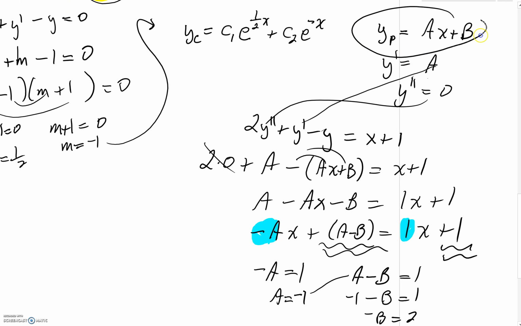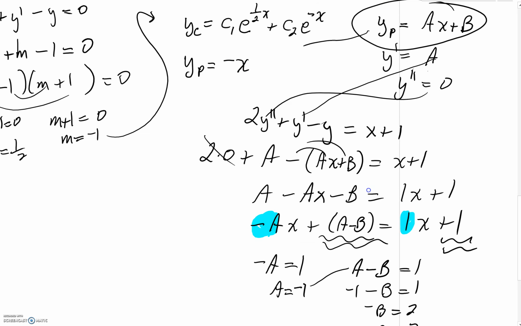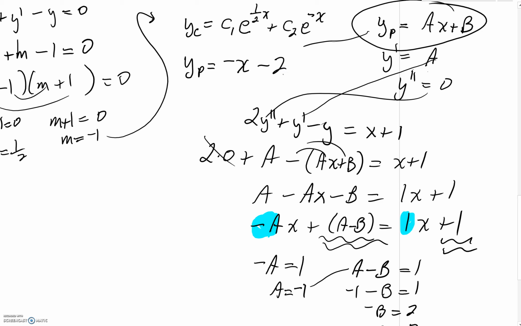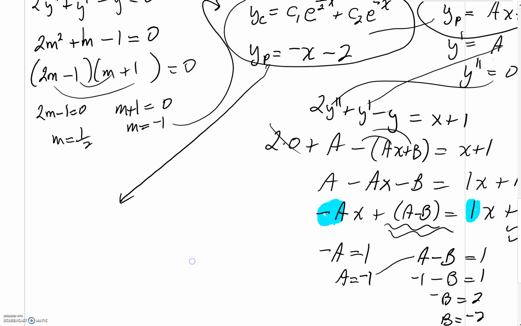So again, we had this idea that our y sub p should be ax plus b. Well, we'd have -1x, and our b is going to be a -2, so we'd have y sub p is -x minus 2. So that's all well and good. It's just that right now we're going to say, hey, our general solution then should be our homogeneous solution that we found at the start. And then we'll put in our particular.